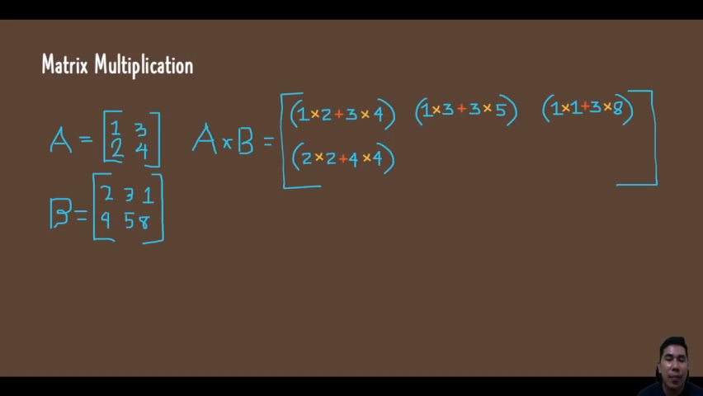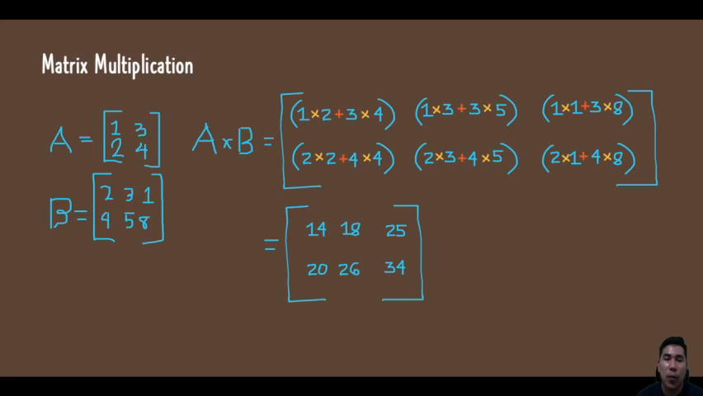And the next is 3 and 5. So we are going to multiply 2 and 4 to 3 and 5 respectively and add them up. And then after that, 2 and 4 will be multiplied to 1 and 8 respectively and then add the results. So right after that, we have 2 times 1 plus 4 times 8, and therefore we have this result: 14, 18, 25, 20, 26, and 34.